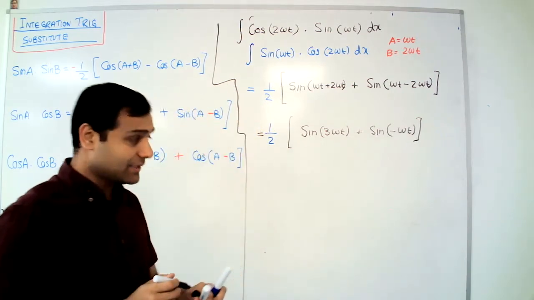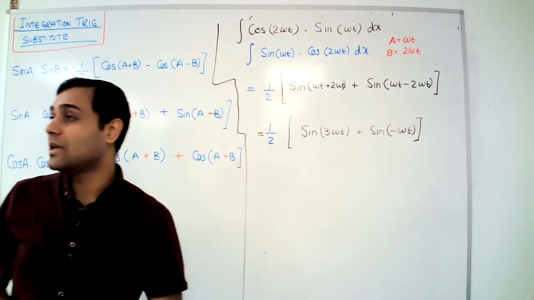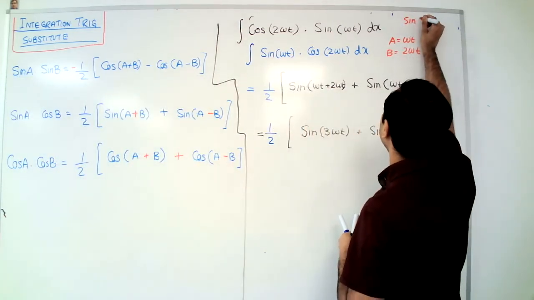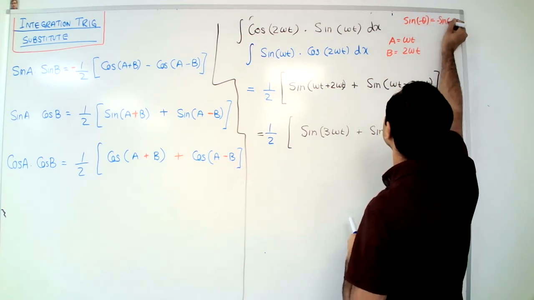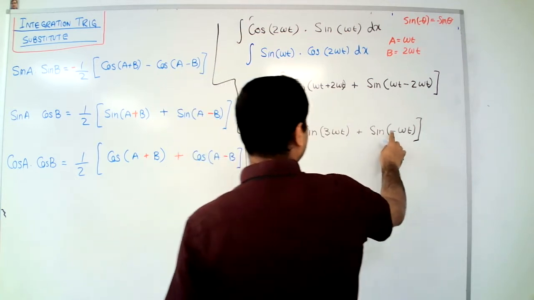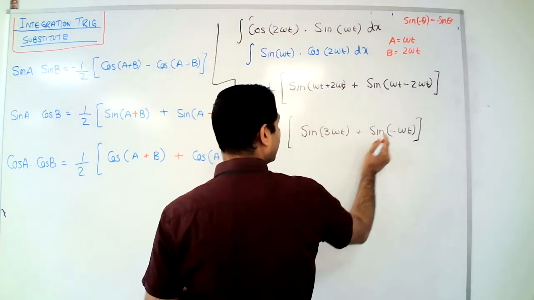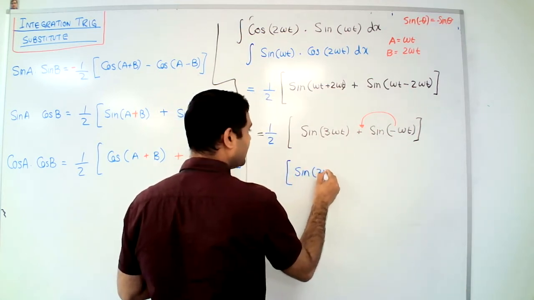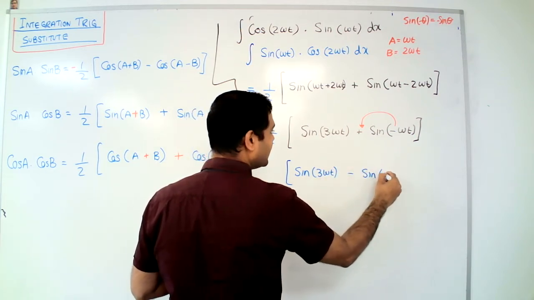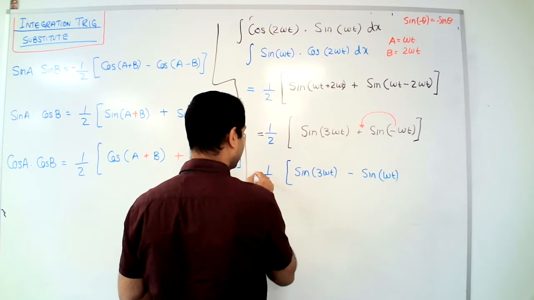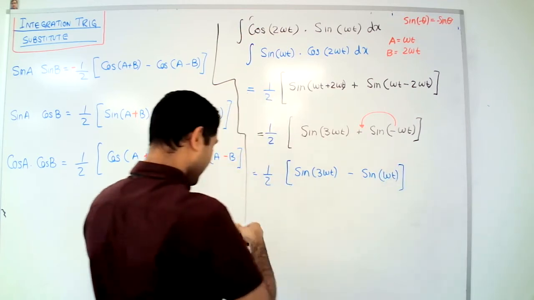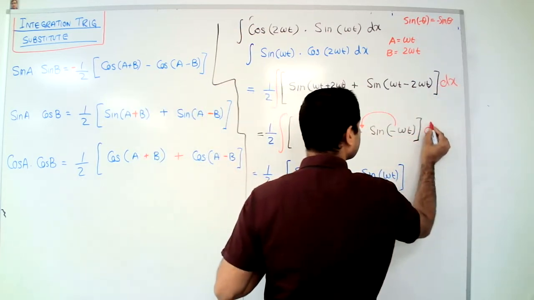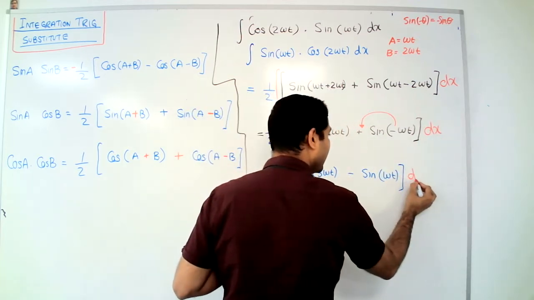One thing you need to remember about sine minus omega t: sine of minus theta is the same as minus sine theta, which means this minus can come out here. And that thing will become sine 3 omega t minus sine omega t, and half is still here. Now, let's integrate. So there should be an integration sign on each of these terms.